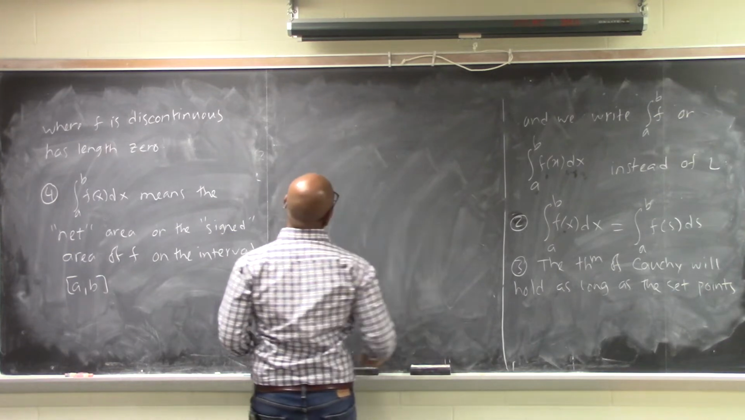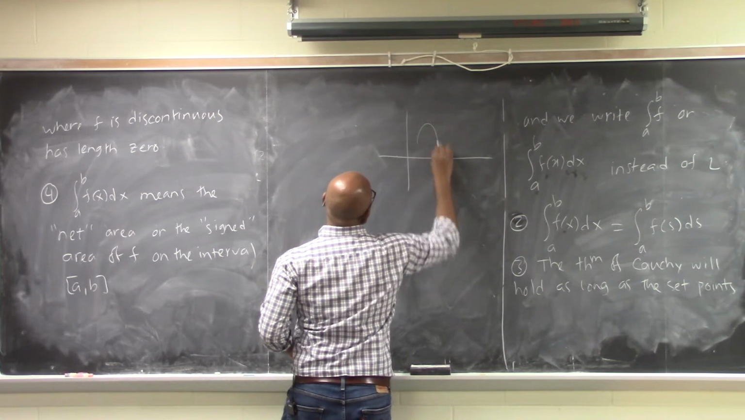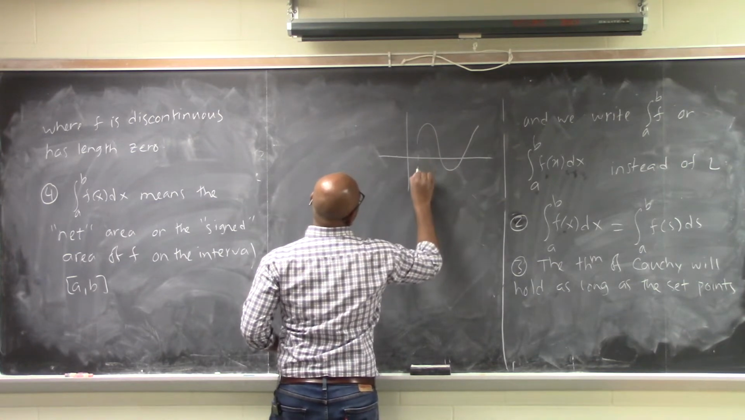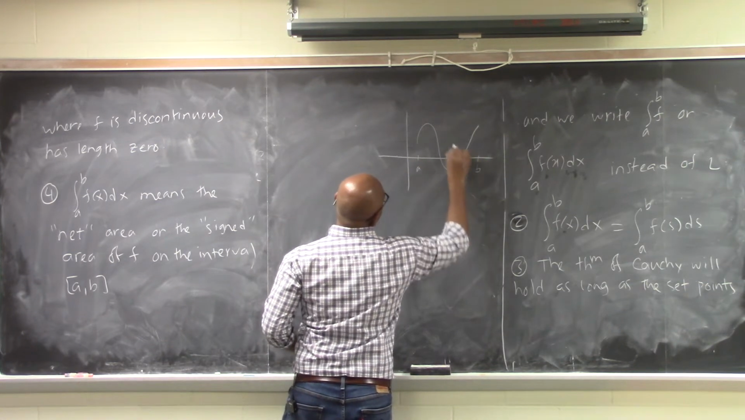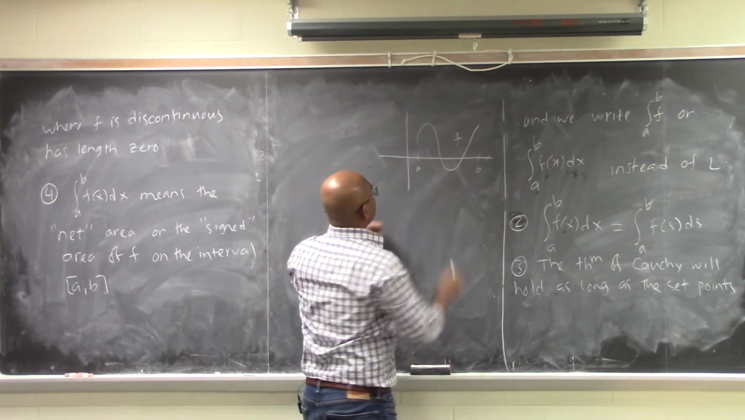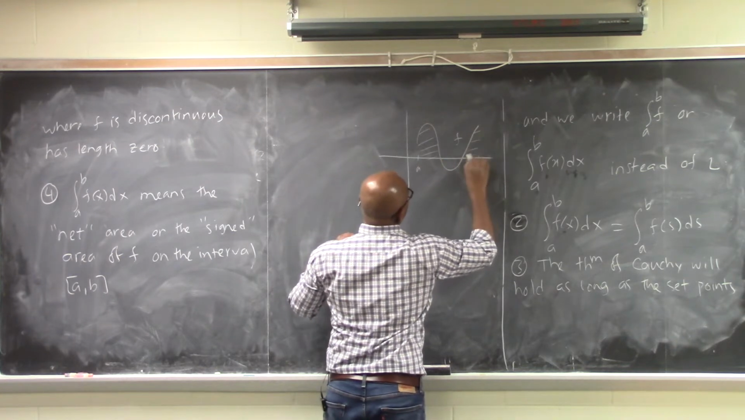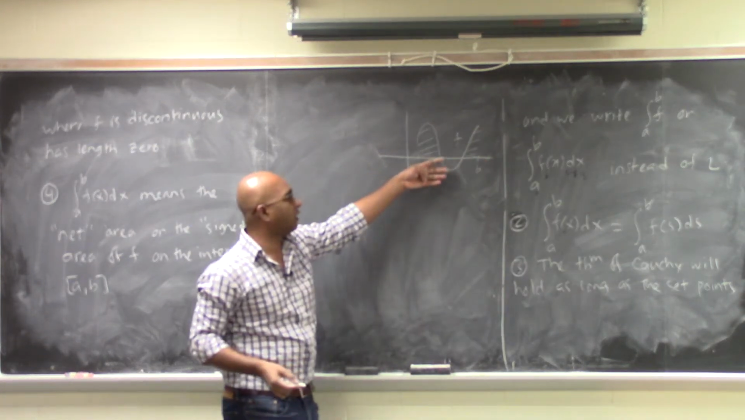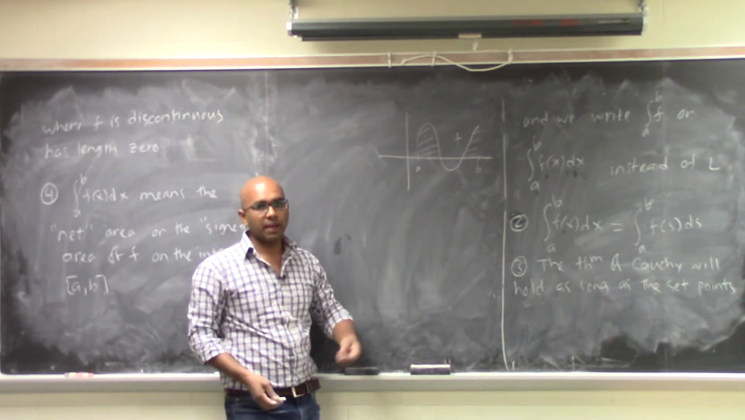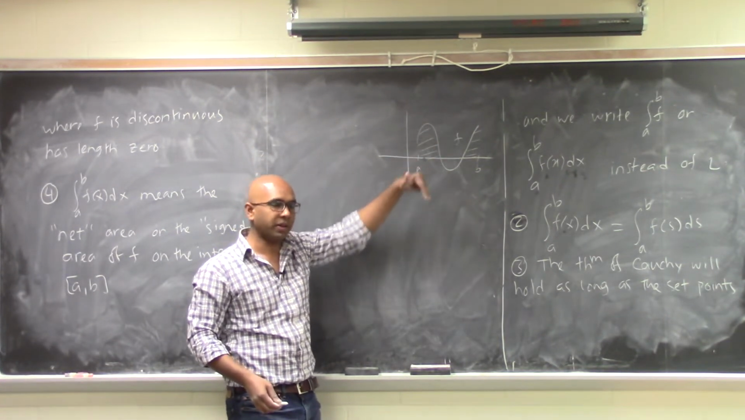It means that your function can be like this. Okay, so this is a, this is b, this is f, right? So here and there you get some positive area, right? But here when you form the Riemann sum f of t sub i, all of them will have negative value, right? Because they are below the x-axis.